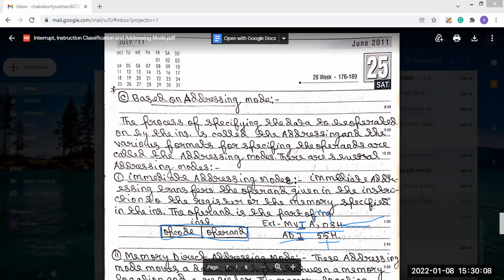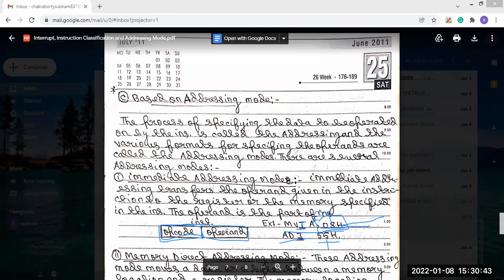So in this type of memory direct addressing mode instruction, the first one will be the opcode, that is the same. The second one will be the operand, but here the operand is not directly mentioned. In the immediate case, the operand or the data is directly mentioned. But in the memory direct addressing case, in this operand section, what will be mentioned? The memory location will be mentioned. That's why it is called the memory direct addressing mode.